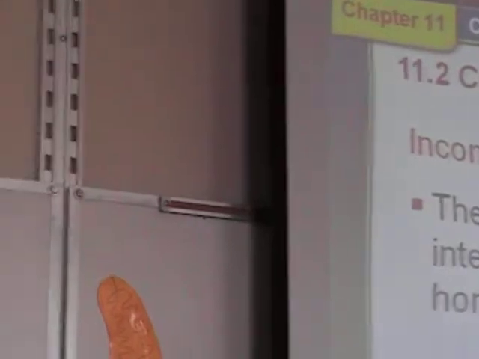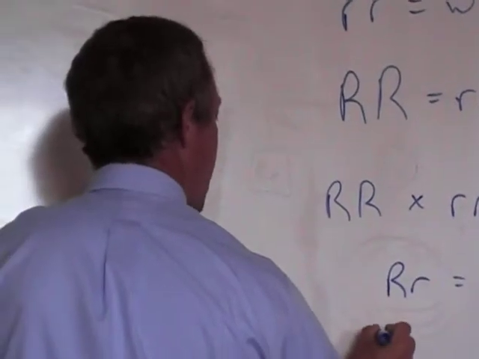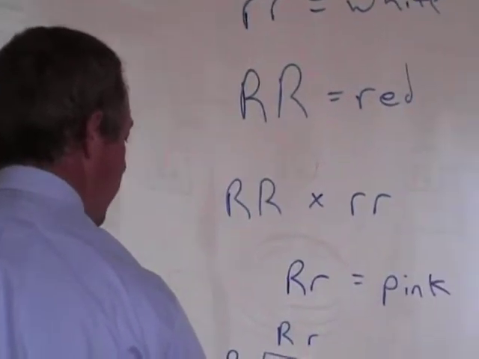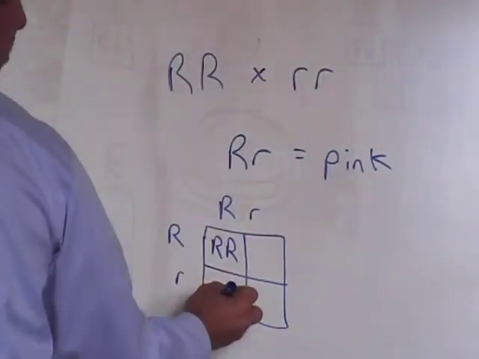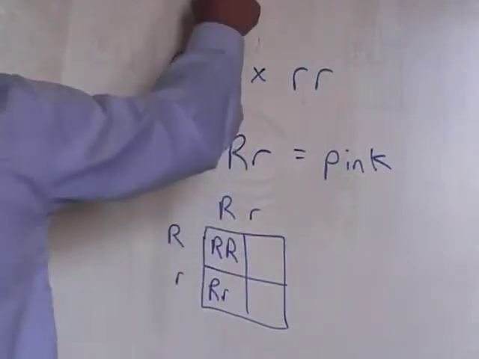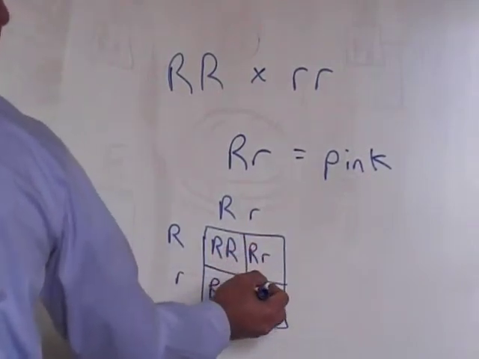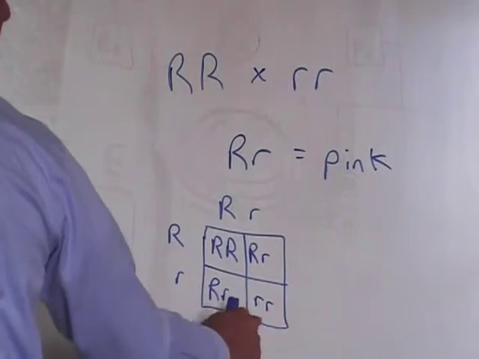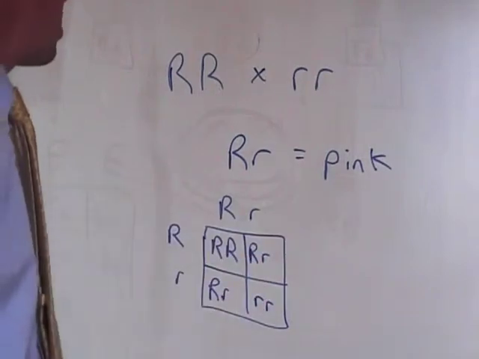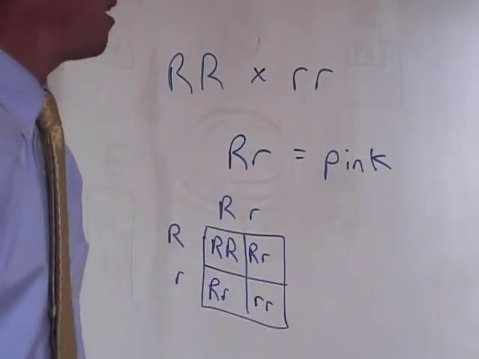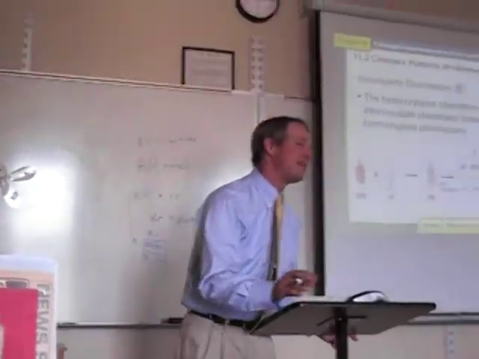What do you think you'd get if you mated two pinks together? Let's try it. Big R across with big R. We get big R, that's a red. We get big R little r, that's a pink, just like the parent. Another big R little r here, that's a pink. And little r, that's a white. Red, white, two pinks. We call that a 1 to 2 to 1 ratio, red to pink to white. It's weird. We didn't see that when we did Mendel, and that's called incomplete dominance.